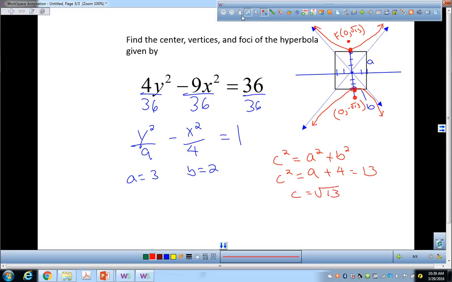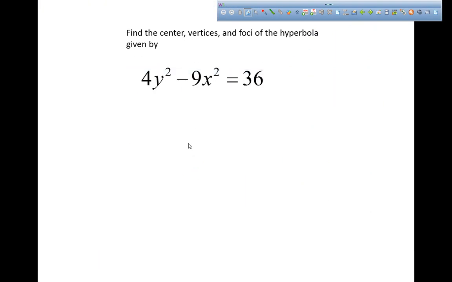With an ellipse, A is the bigger number. In different books it's defined in different ways, but in this case, the leading coefficient has to be positive, because if it's not, then you have to switch places. We're going to do one like that in a second. So that's it.